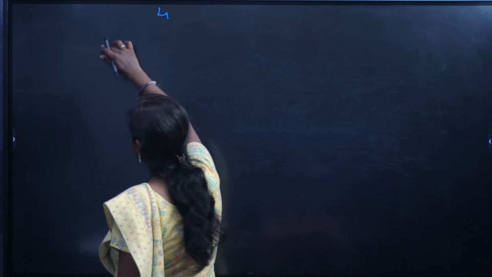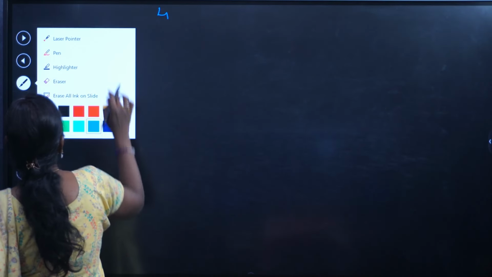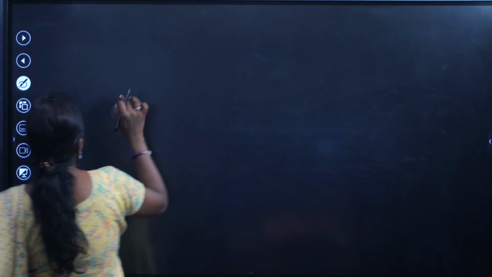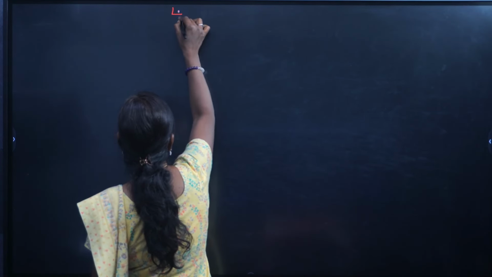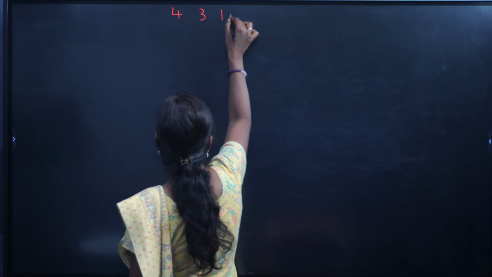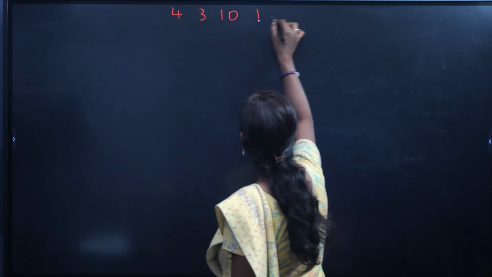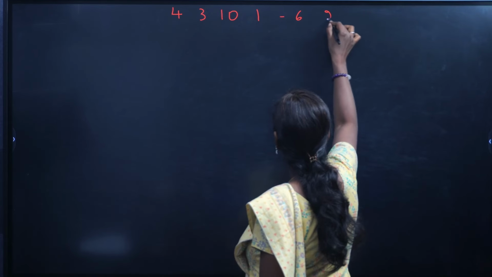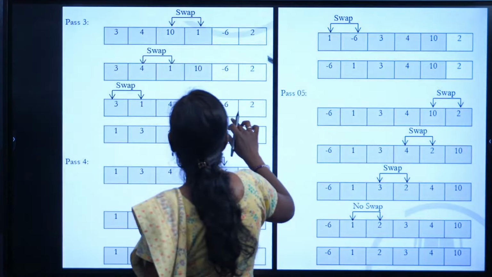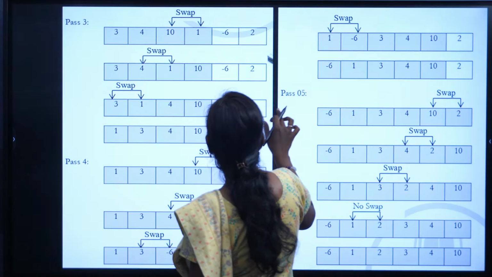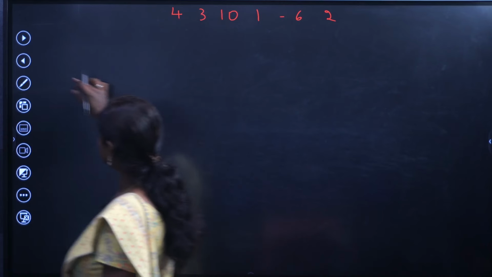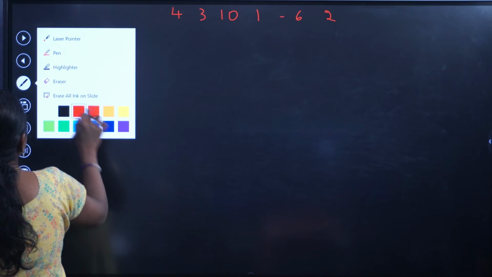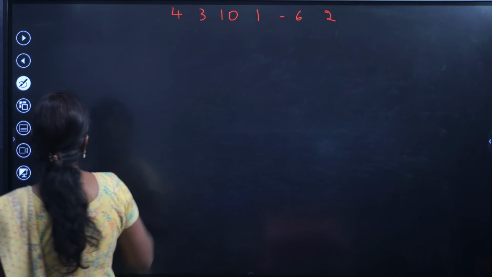Okay, what is the number? The same numbers I have taken. Let me use a different color, red. 4, 3, 10, 1, minus 6, 2. Is it right? 4, 3, 10, 1, minus 6, 2. Yes, it's right. Okay, so I'm going to take this up in blue color.